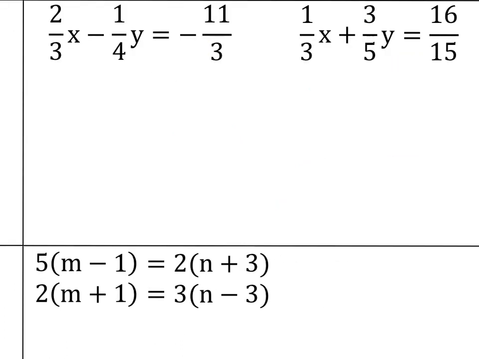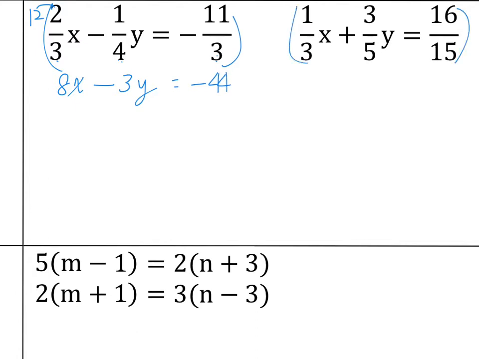Okay, for this one, again, I want to rid my denominators by multiplying by the LCD. So the LCD between 3, 4, 3 is 12. So 12 times 2/3 gives me 8x, minus, and then 1/4 times 12 gives me 3y, and then 12 times negative 11 over 3 gives me negative 44. I'm going to set this equation aside and deal with this one.